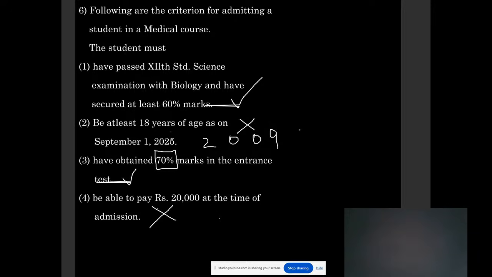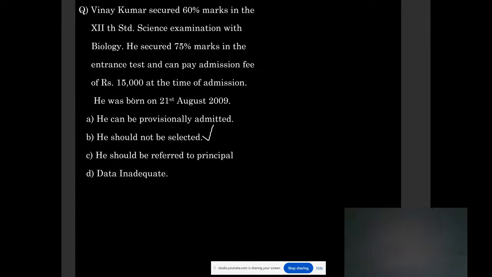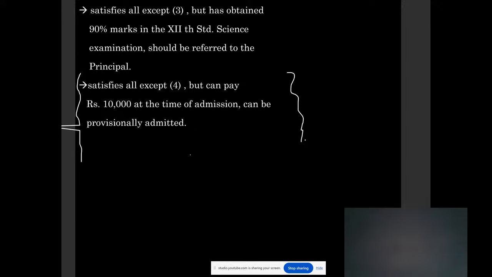Just imagine that he is above 18 years. It means he is satisfying the second criteria also. He is not satisfying the fourth one. So in that scenario, we should consider this one, because he is satisfying 1, 2, and 3, but he is not satisfying 4. At that time, we should take this one and check: is he ready to pay 10,000? Yes, he is ready to pay 10,000. So it means he should be selected. Suppose he is above 18 years, then he should be selected based on this second one.